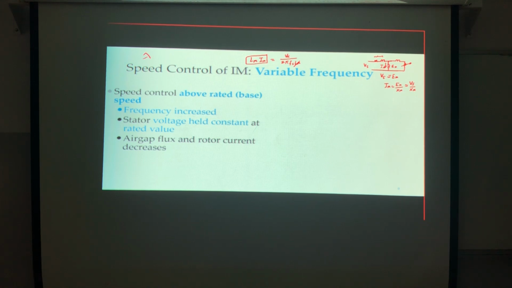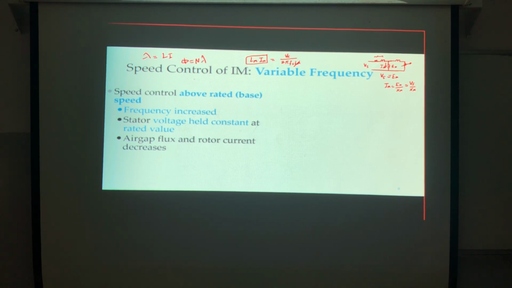Lambda. Do you remember lambda? The flux linkage equals Li. And the flux linkage has a relation with the flux. It's N multiplied by this one. So the flux is equal to what? N multiplied by lambda, correct?